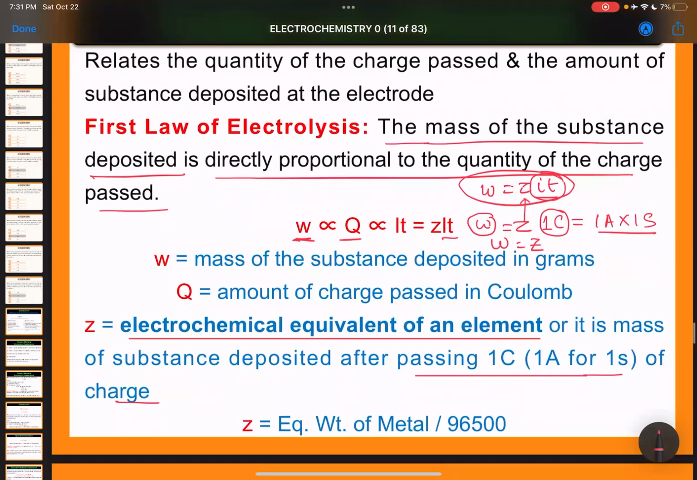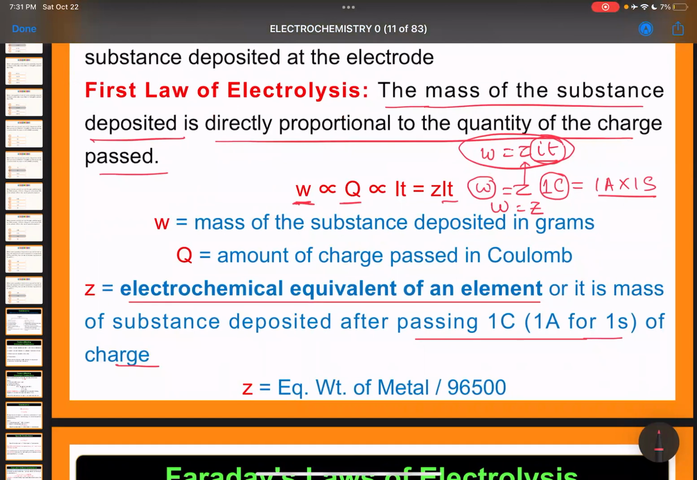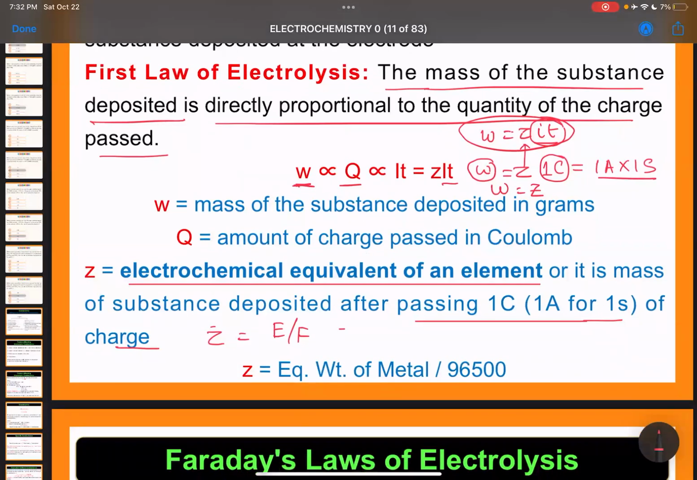Any doubts in this? And how are you going to find it out? It's very simple. Z equal to E by F. E is the equivalent weight, F is Faraday's constant. Equivalent weight is molecular weight upon N, where N is the number of electrons lost or taken by the ion. And F is Faraday's constant, its value is 96500. Is it clear?